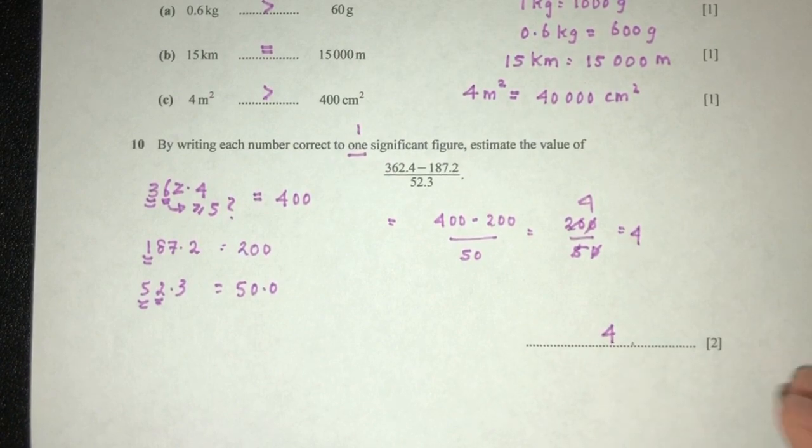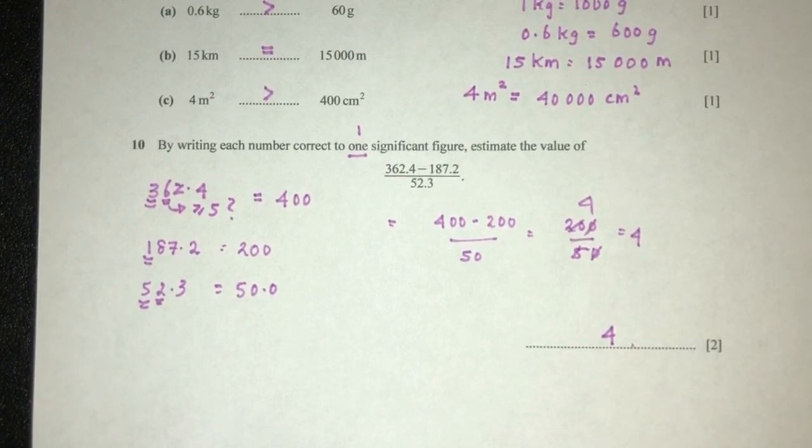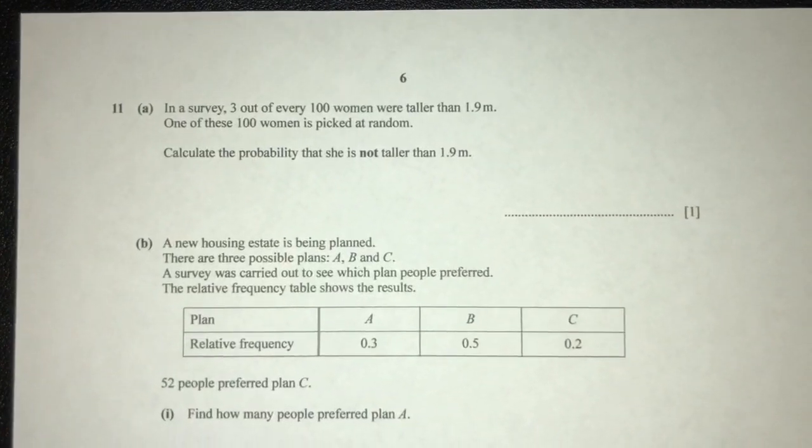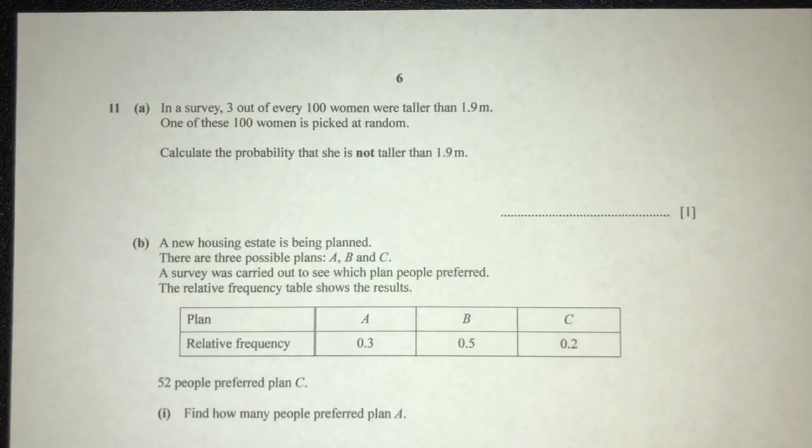Estimation of your value for question number 10. Now let's move on to question number 11. In a survey, 3 out of every 100 women are taller than 1.9 meters. Okay, great to know. Now, one of these 100 women is picked at random. Find the chance that she's not taller than 1.9.